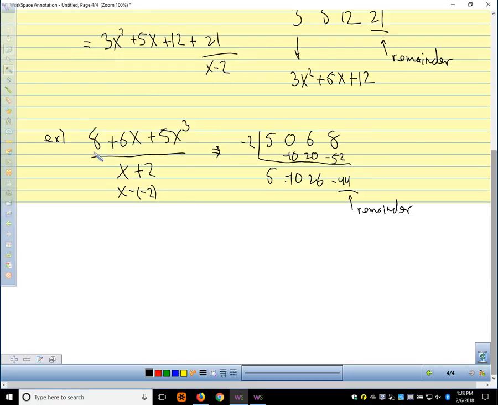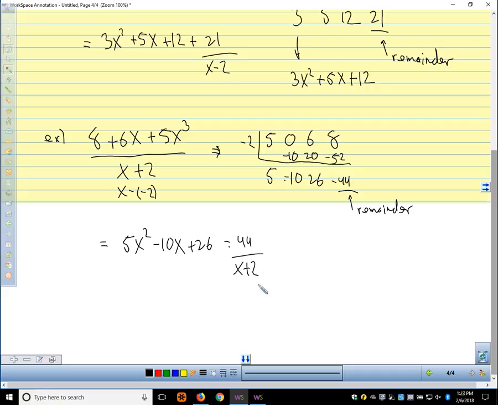So this tells me that I've divided a third degree polynomial by a first degree polynomial. So I get 5x squared minus 10x plus 26 minus 44 over x plus 2. So we can do our synthetic division only when we're dividing by something that looks like x minus a number. And when we do our synthetic division, it's multiplication and addition. So it's a pretty nice process.